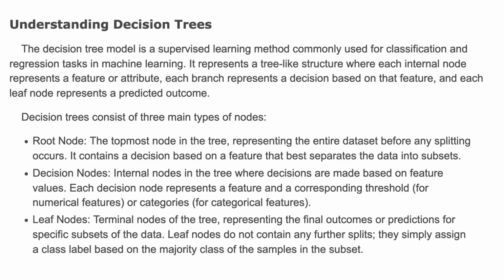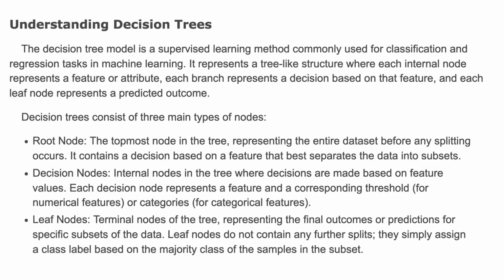The root node is the topmost node in the tree, representing the entire dataset before any splitting occurs. It contains a decision based on a feature that best separates the data into subsets. Decision nodes are internal nodes in the tree where decisions are made based on feature values. Each decision node represents a feature and the corresponding threshold for numerical features or categories for categorical features.